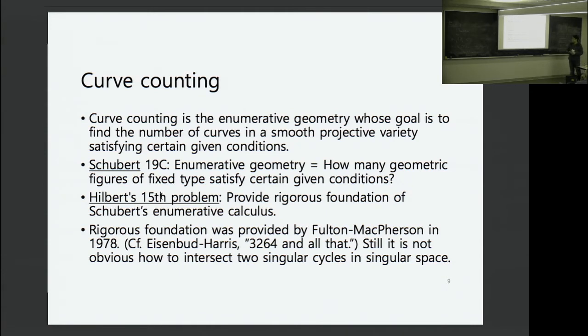But there are certain limitations. It's still not obvious how to intersect two arbitrary cycles in a singular space. You can intersect a smoothly embedded subvariety with an arbitrary cycle, or you can intersect arbitrary cycles in a smooth variety. But we cannot think about two singular cycles in a singular space. That's still not well defined, as far as I know. So if your space is horribly singular, you cannot expect to intersect arbitrary cycles, but you can intersect only nice cycles, such as cohomology classes.